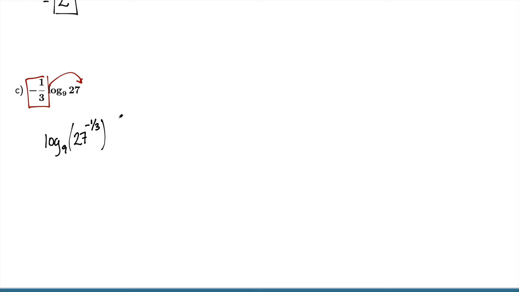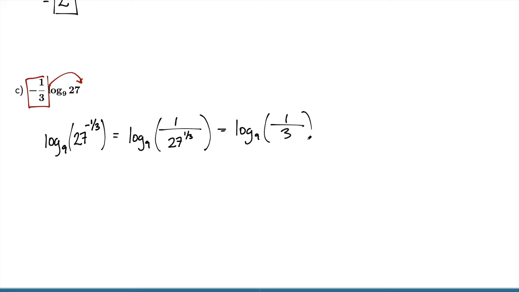In the parentheses here, we have, first of all, a negative exponent, so that's 1 over 27 to the 1/3. And then an exponent of 1/3 is a cube root. So this is 1 over the cube root of 27, which is 3. And so now we need to figure out what exponent do I put on 9 in order to get, sorry, 1/3.